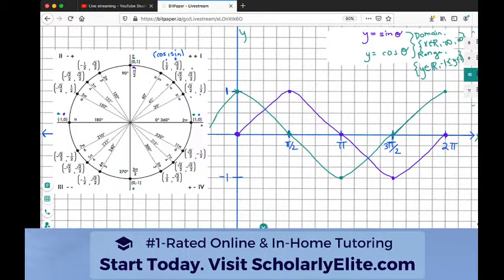I'm happy to answer them. But if not, we're going to move on to the more complex part of this unit, which is all about transforming sine and cosine graphs.